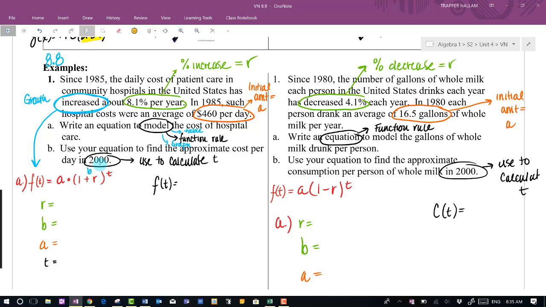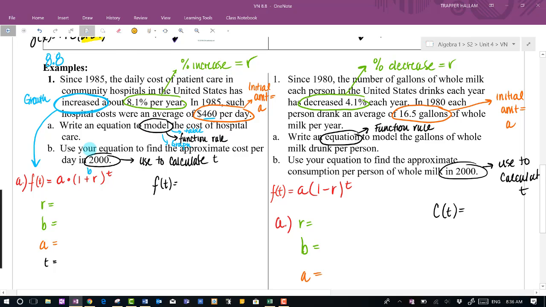Now let's finish reading the problem, identify all our information, and we'll see what we come up with. It says in 1985, such hospital costs were an average of $460 per day. As soon as I know this is exponential, I know that there's some amount that we're starting with, and that's what they're telling me here, right? The initial cost, or the average cost originally, was $460 a day, and it's increasing at 8.1% per year. So I know that that's my starting value, my A, so I would mark that up as my A.